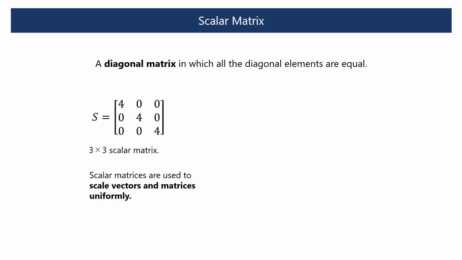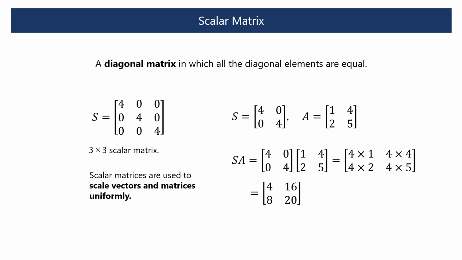A scalar matrix is a diagonal matrix in which all the diagonal elements are equal. This matrix S is an example of a 3 by 3 scalar matrix. Scalar matrices are a special case of diagonal matrices and are used to scale vectors and matrices uniformly. As an example, let's consider this 2 by 2 scalar matrix, where all diagonal elements are equal, and consider this 2 by 2 matrix A. If we multiply the scalar matrix by a matrix A, each element of matrix A is multiplied by 4. It is because the scalar matrix has the same diagonal value, 4 in this case, in all its diagonal entries. In this way, scalar matrices are useful for uniformly scaling all elements of another matrix.